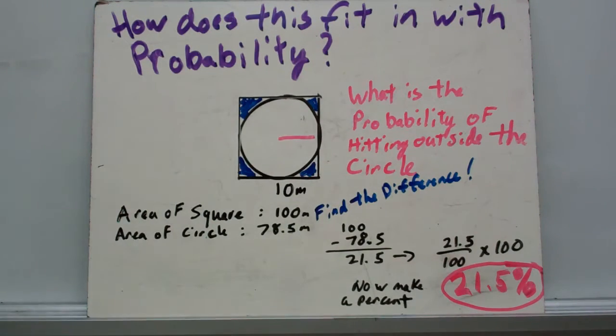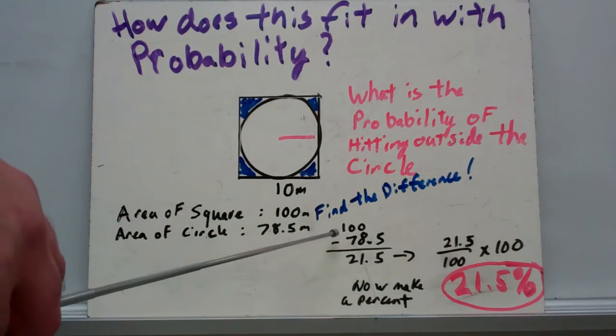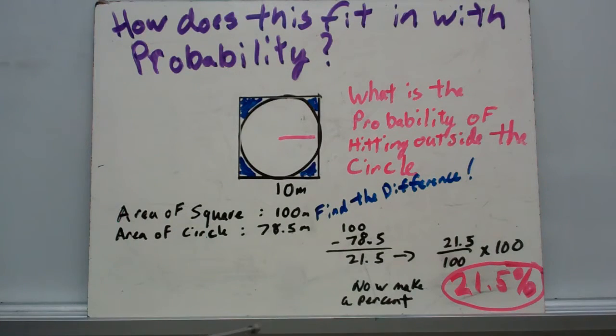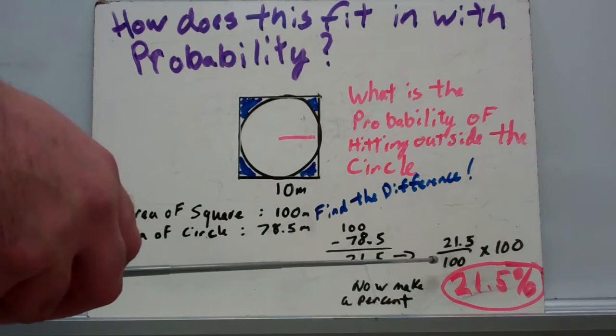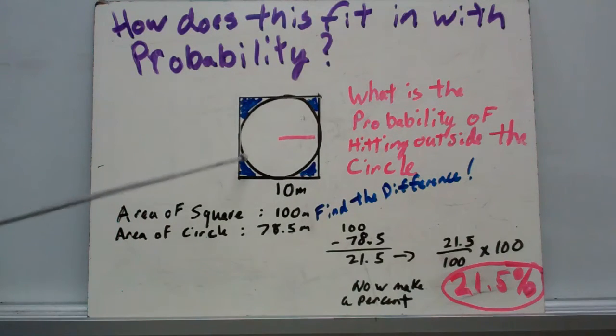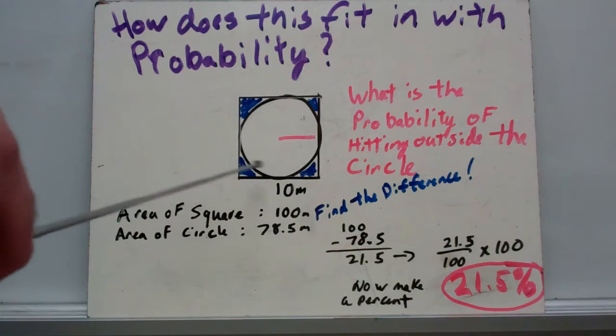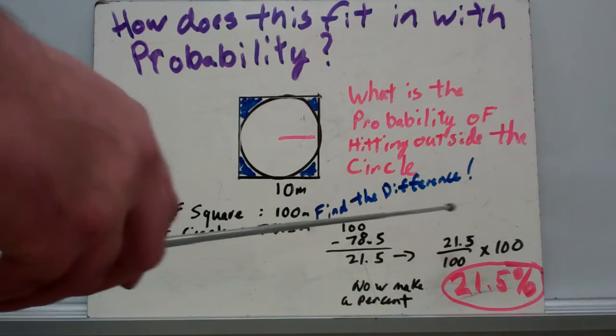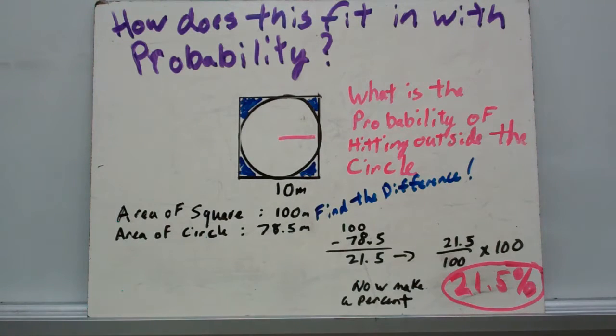So what we're going to do is take the area of the square, and take the area of the circle, and find the difference. So when we subtract 100 minus 78.5, we're going to end up with 21.5. We will then take that remainder of 21.5, because the 21.5 represents the small portion outside the circle, and put that over the measure of the entire area of the square. Okay, that creates our probability right there.